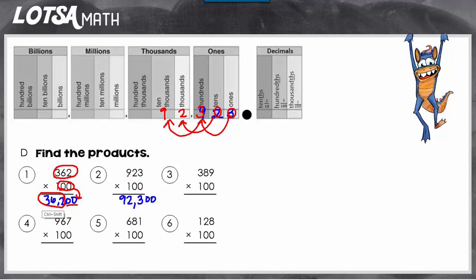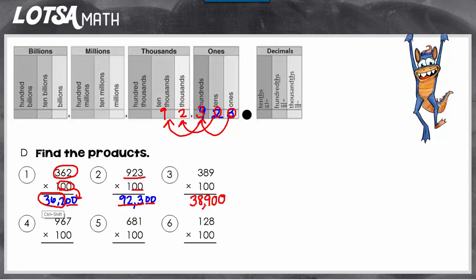And if we see here, the same thing, 923, 923. 2 zeros, 2 zeros. So for 389, we know the answer, the product, is going to start with 389. And when we shift each digit 2 places to the left, we're going to open up 2 places that we need to fill in with zeros. And so our answer would end up being 38,900.